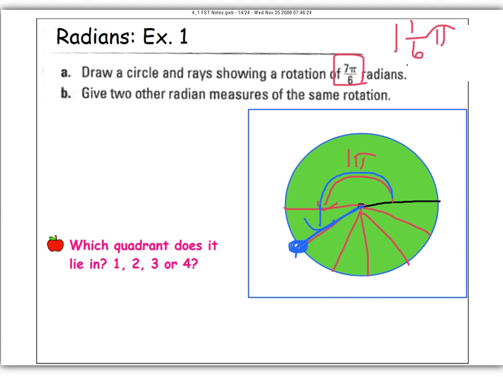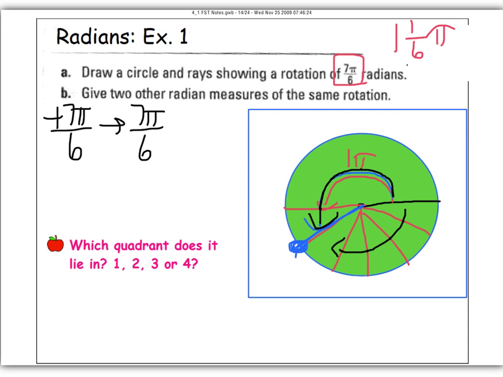Now, what they want us to do is to give 2 other radian measurements of that same rotation. Now remember, this is going counterclockwise, which is the positive, so that's the plus 7 pi over 6. And we would just write it as 7 pi over 6. We don't actually put the plus. But we could also go backwards. So if you want to tell someone to go backwards, you can actually count this. On here, there are 1, 2, 3, 4, 5 pieces of the 6 pi's. So this would be 5/6 of a pi going backwards. So it would be negative 5 pi over 6.